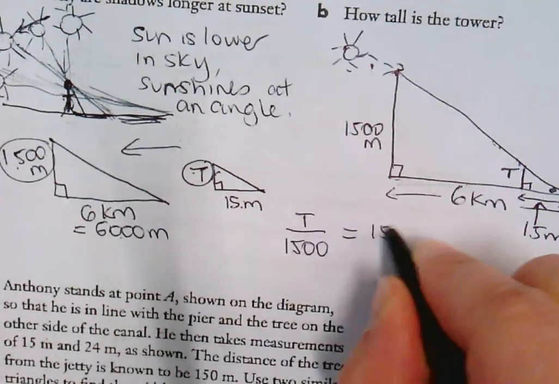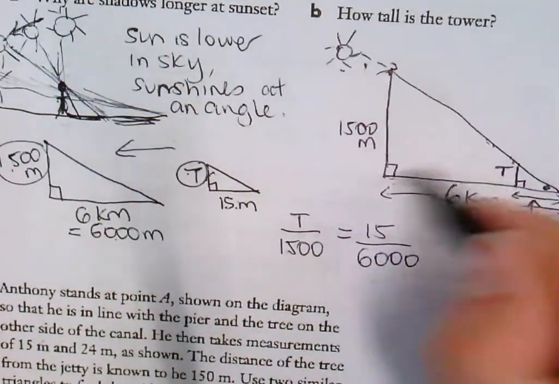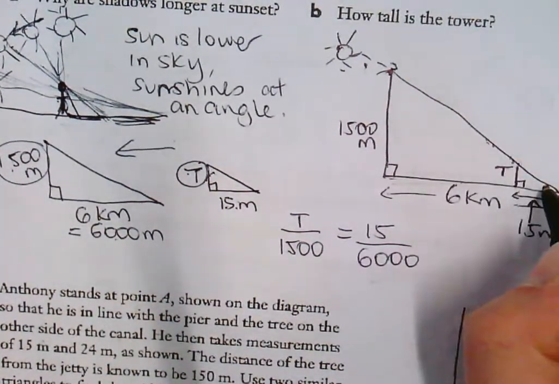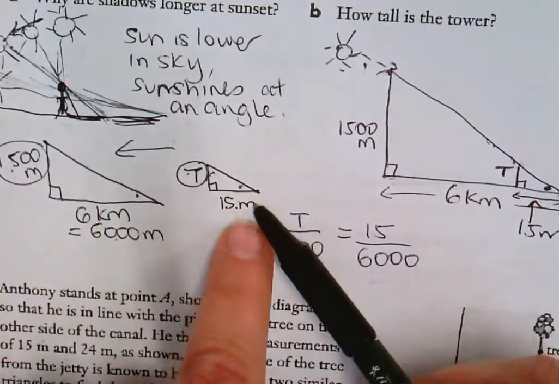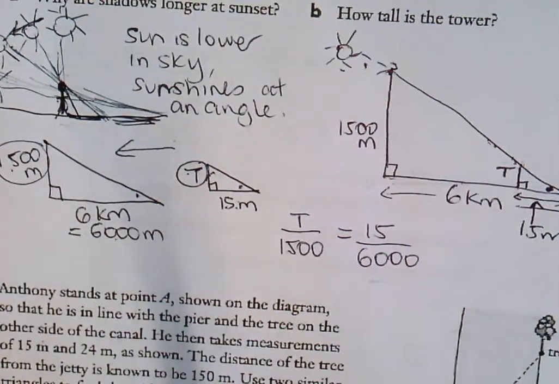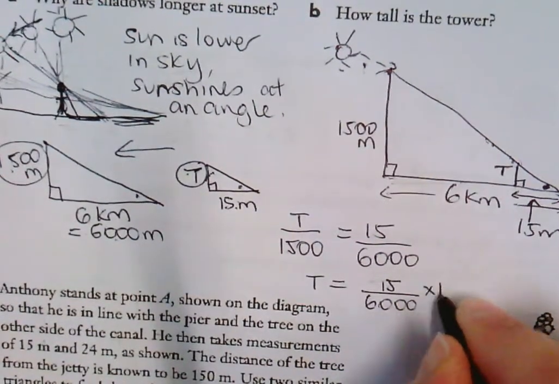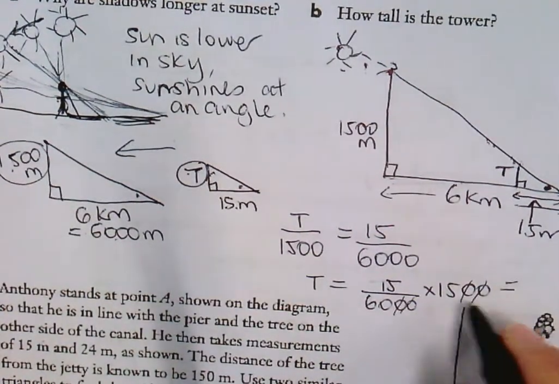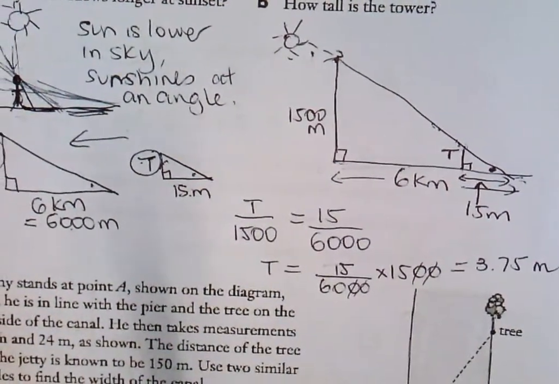15 over 6,000. Okay, girls, the two triangles, when they're shadow ones, they're drawn inside each other. This angle in the triangle is the same down there. So the unknown, T over 1,500 equals 15 over 6,000. How do we solve it? T is 15 over 6,000 times 1,500. The tower is 3.75 meters. Okay? It's a small one.